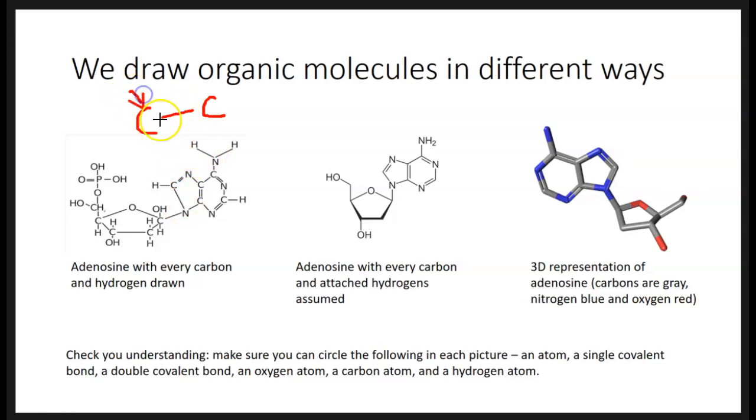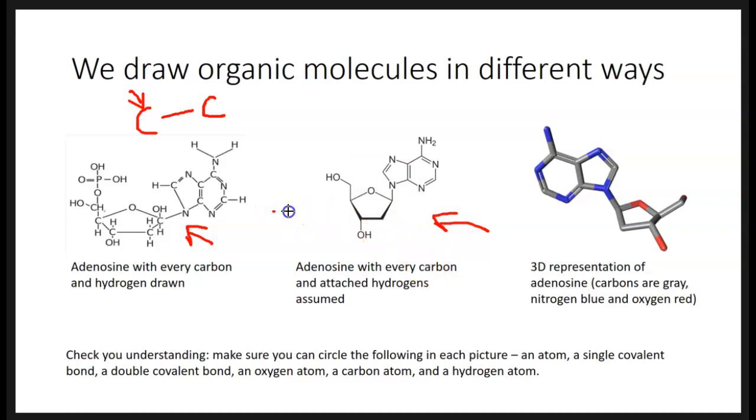And these are atoms represented by the chemical symbol. We can draw organic molecules by writing out every single carbon and hydrogen and every other atom in that, and that looks something like this representation here. So this is adenosine with every carbon and hydrogen drawn out. But there are a lot of carbons and hydrogens. They are the most common elements in organic molecules. And so to make things a little bit easier, we can represent organic molecules like this.